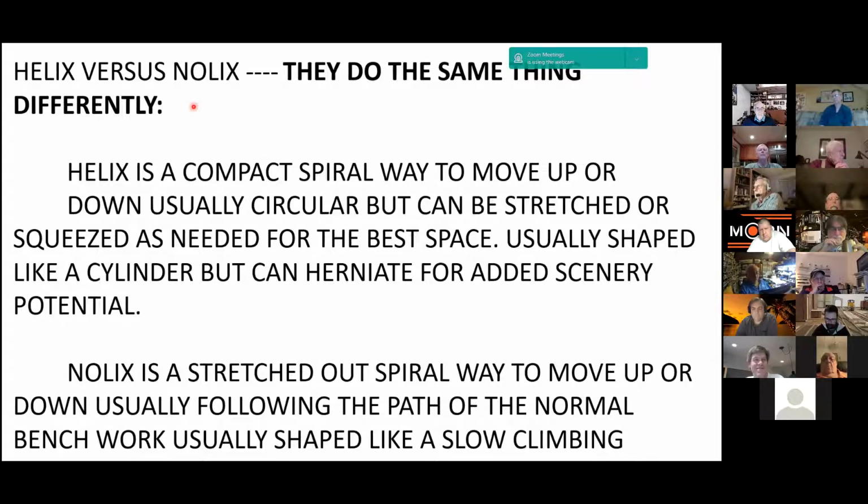Now, a helix is just a compact spiral, usually circular, sometimes truly cylindrical. It doesn't have to be. You can squeeze it and you can shape it, and you'll see some examples where people have done some novel ways of dealing with it. Versus a nolix, which is simply a stretched out spiral, a way to move up and down, usually following the path of normal bench work, usually shaped like a slow climbing piece of scenery.